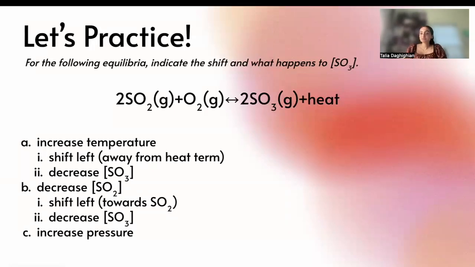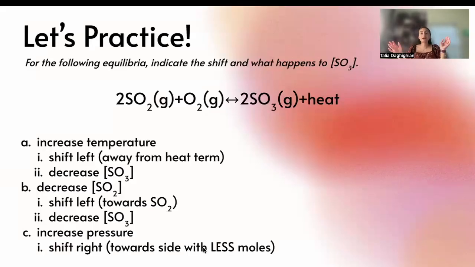And finally, if we increase pressure, we are decreasing volume. So we want to shift towards the side with fewer moles. On the reactant side, we have 2 moles of SO2 and 1 mole of O2, so a total of 3 moles. And on the product side, we have 2 moles of SO3. So the product side has fewer moles, and therefore we're going to shift right towards the products, because now we have less space in the vessel where the reaction is happening. It's going to be easier for less stuff to fit in it, and as a result, we're going to increase the concentration of SO3.